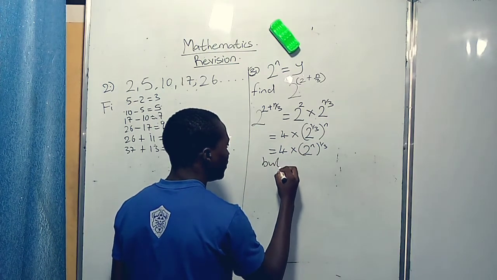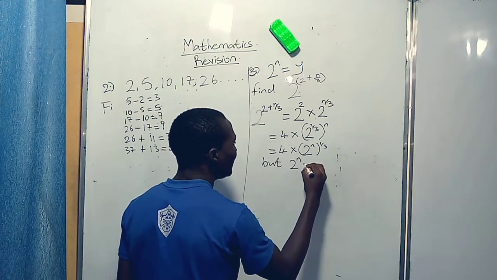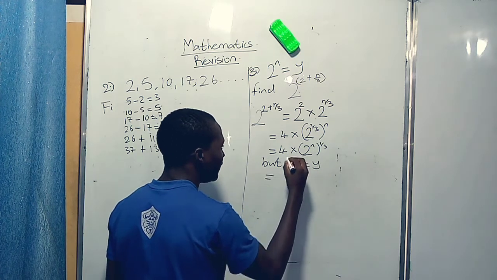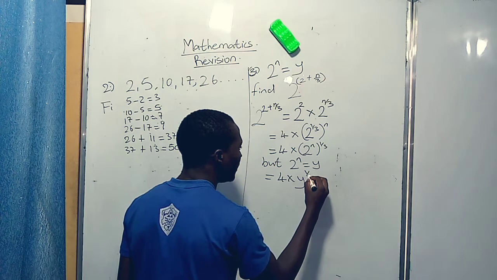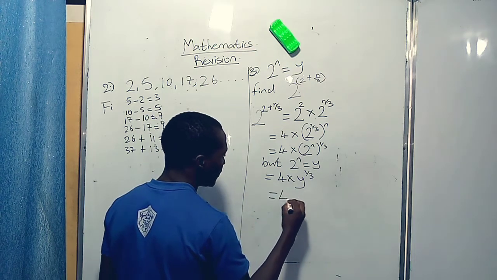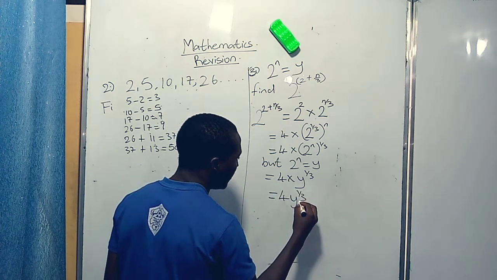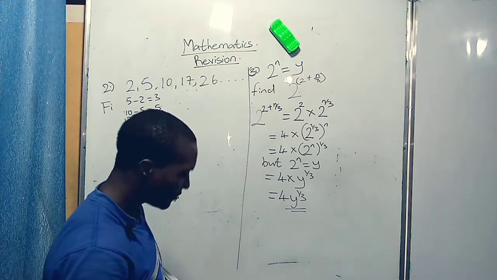But 2 raised to the power of n is equal to y. So I can write this as 4 multiplied by y raised to the power of 1 over 3, which becomes 4y raised to the power of 1 over 3.